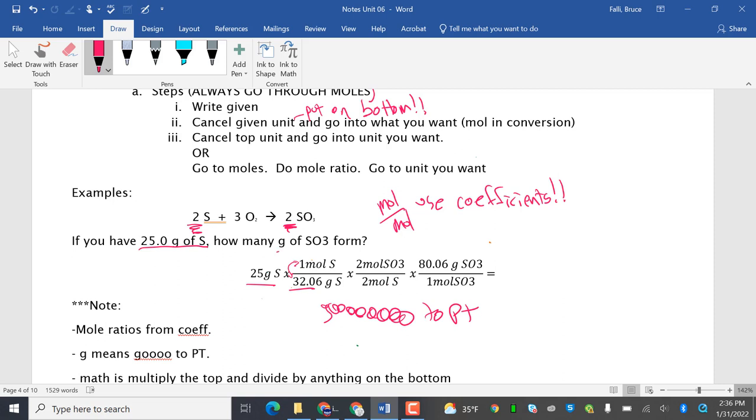Now I want to find grams of SO3. So now I'm in moles of SO3. This got rid of grams of S. I have to go through moles. Get rid of moles of S. I'm in moles of SO3 now. Get rid of moles of SO3. Go into grams. How did I get this number again? Go to the periodic table. And in my calculator, I do 25 divided by 32.06 times 2 divided by 2 times 80.06, which is 62.43 grams of SO3.